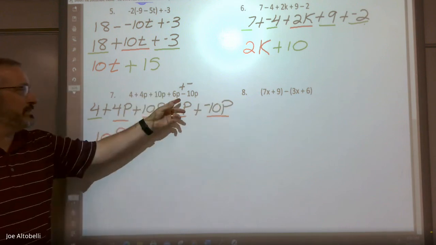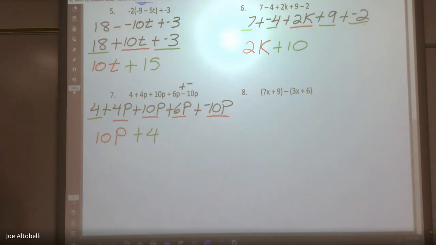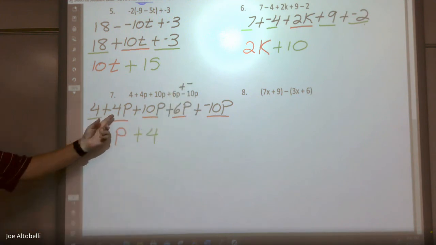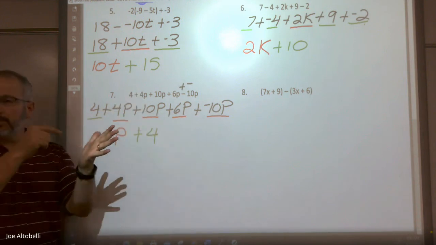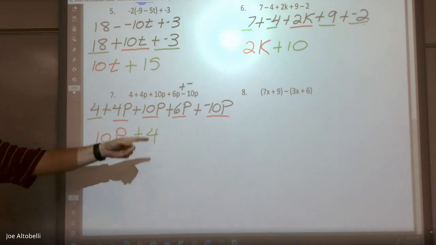I have to, because otherwise it gets too clustered and it's too hard to read, and I've got to make sure you guys can read it. So I rewrite everything, but you don't have to necessarily rewrite everything. You can just do this, okay? Then you combine like terms. All the P terms, add them up. Again, just punch it in the calculator. Hopefully we get 10, and then plus 4.